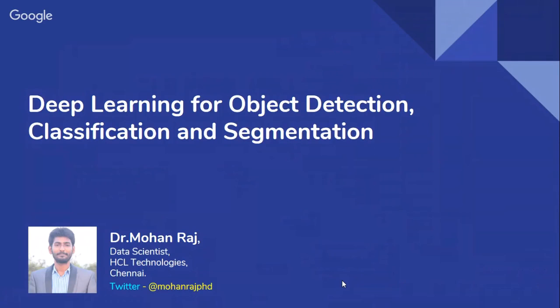So the main objective of this webinar will be different CNN architectures for object detection, classification and segmentation. If you have any queries, I'll be spending the last 10 minutes for the QA section. Whatever questions you have, you can post them in the chat window, and I'll take them in the last 10 minutes.